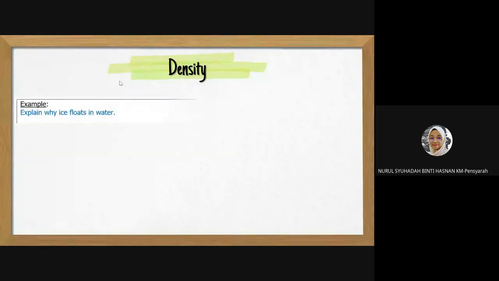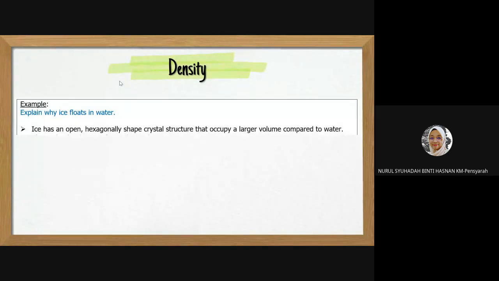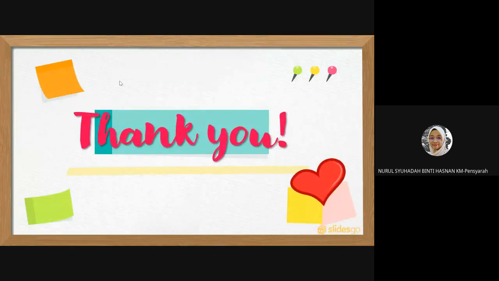Okay. Untuk bentuk soalan, explain why ice floats in water. Jawapan awak just kata ice has an open hexagonal shaped crystal structure that occupy a larger volume compared to water. So this make the density of ice is lower than water. Okay, so itu sahaja untuk 4.4. Thank you. Okay, ada soalan?